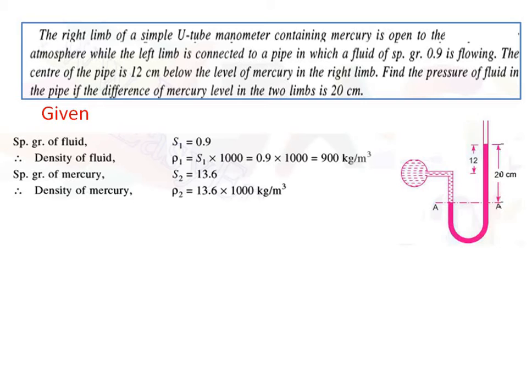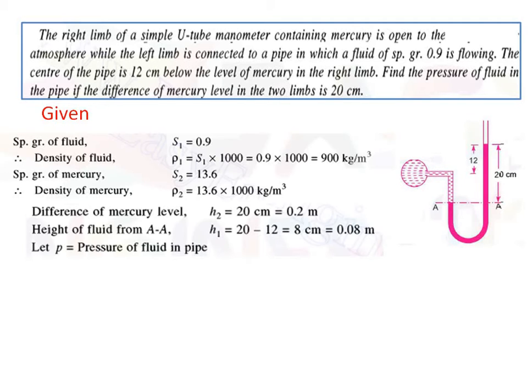Again, like in the previous one, the density of fluid can be calculated as rho 1 equal to 0.9 into 1000, so the density of fluid is 900 kg per meter cube. The density of mercury is 13.6 into 1000 kg per meter cube. H2 is 0.2 meter. H1 is 20 minus 12, which is 8 cm, equal to 0.08 meter.